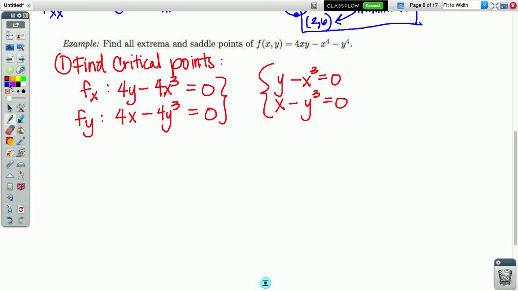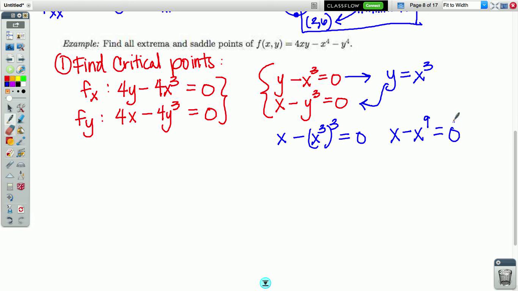Elimination doesn't solve this one, so I might resort to something like substitution. So I'm going to solve this very first equation and rewrite it as y equals x to the third. And then everywhere I see a y in the second equation, I'm going to substitute this in. So this is going to become x minus x to the third to the third, and this equals 0, which gives me x minus x to the ninth equals 0, which is not great, but I can factor out an x, and then I get 1 minus x to the 8th equals 0.